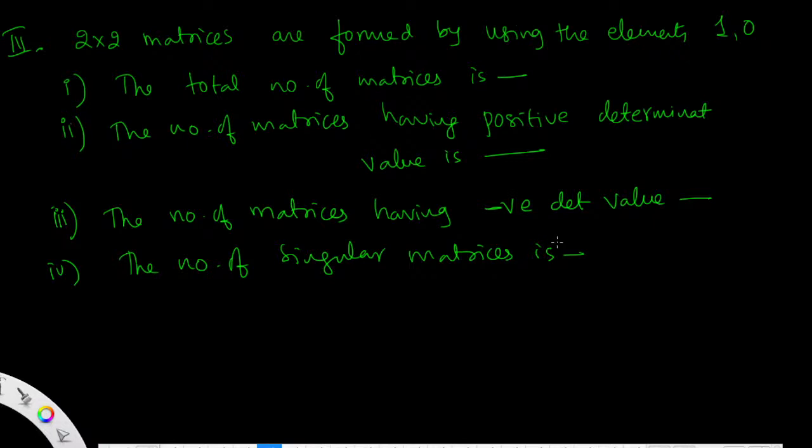What is the first answer, Nana? What is the first answer? How many total number of matrices? How many can we select? How many ways can we arrange or select the matrices?